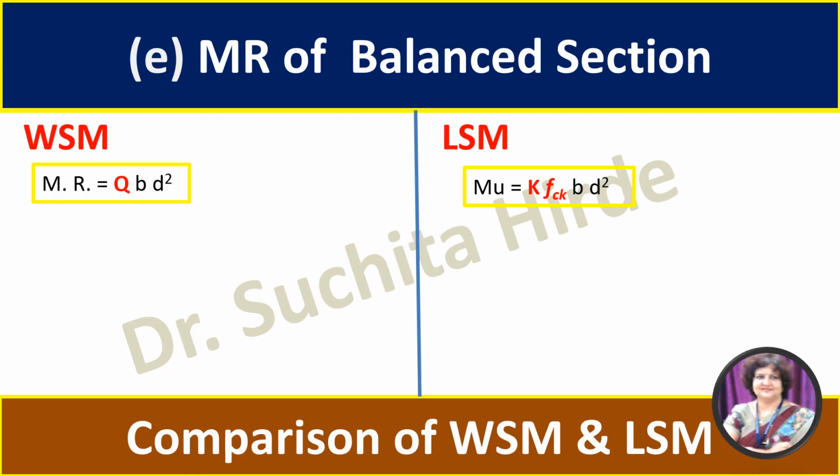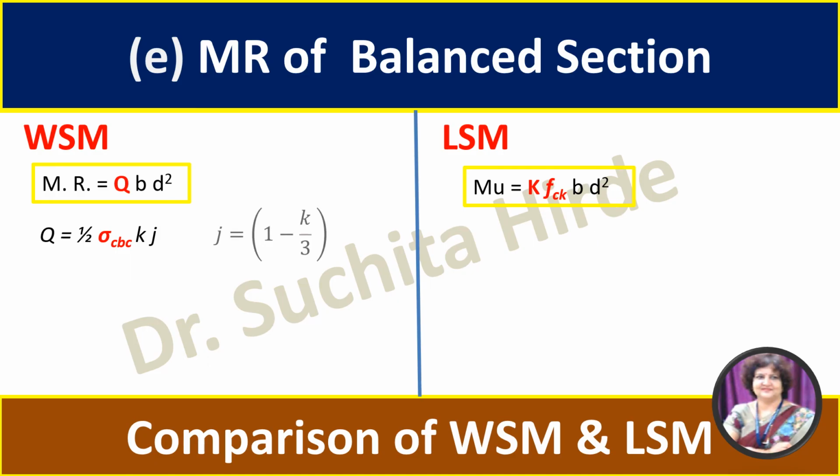Now what is this Q? Q is half sigma CBC into K into J. So here sigma CBC is included in the formula of Q, whereas in the other formula FCK is separately given. Now in this formula there are again two coefficients, K and J. K is called neutral axis depth factor, whereas J is called lever arm factor.